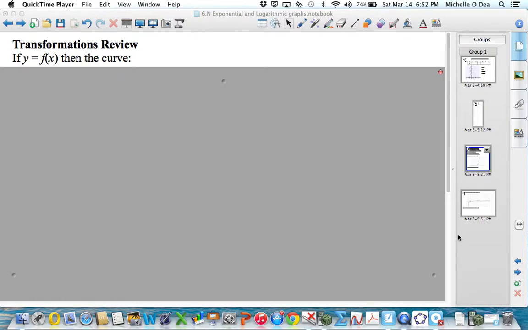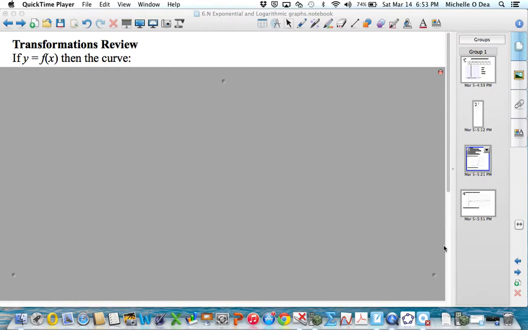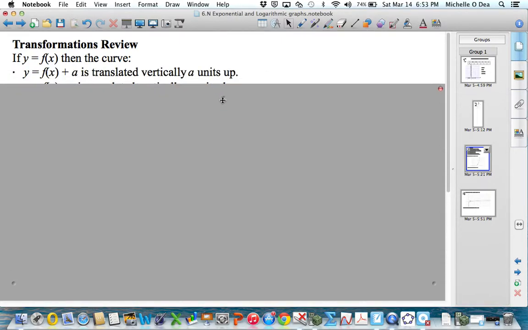Okay, so now we've looked at what the basic graph or the parent function of an exponential graph and a logarithmic graph look like. We're now going to do some transformations with those graphs. Before we do that, we need to actually have a quick review of all of our transformations from the second unit we did this year. So let's go through each one very quickly, one by one.